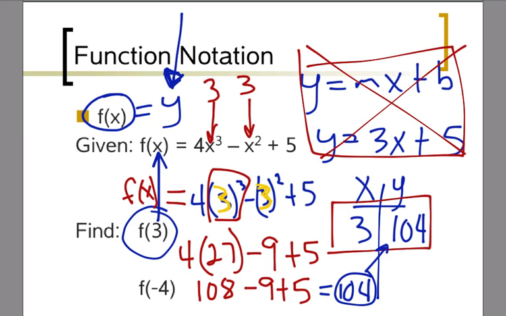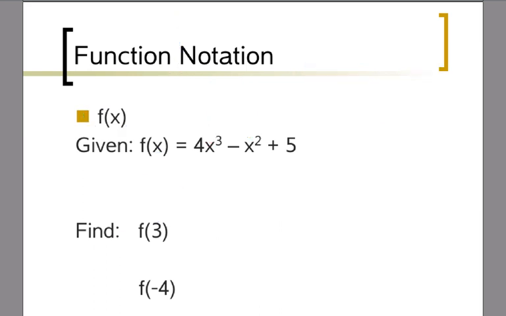This function notation is just another way of doing the t-charts that I used to do in previous lessons. So f of 3 is 104.